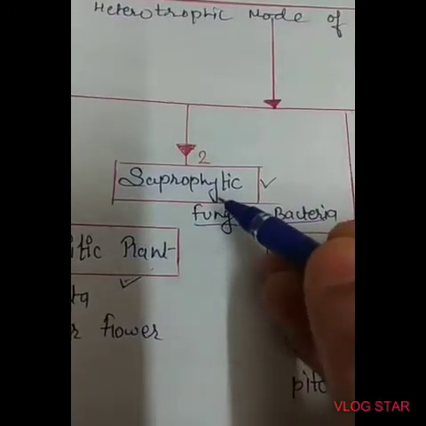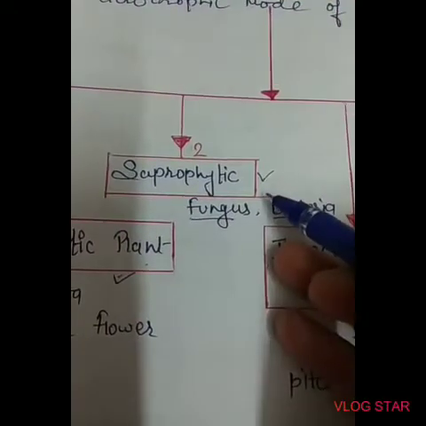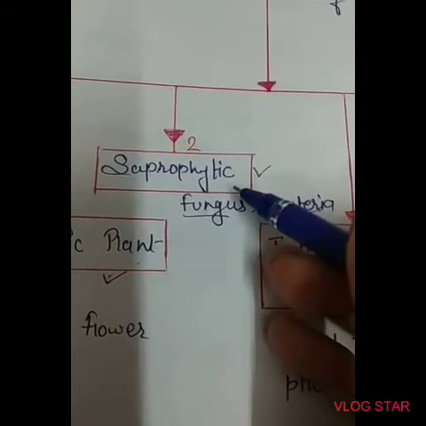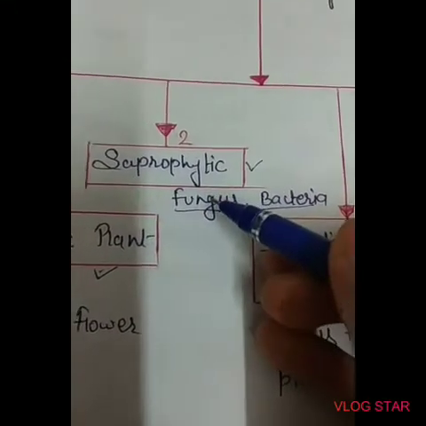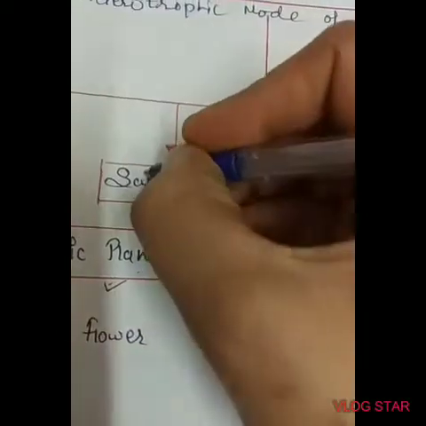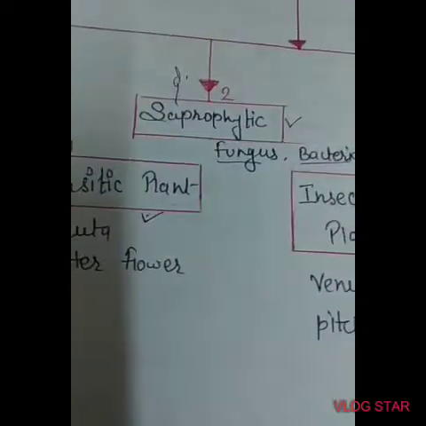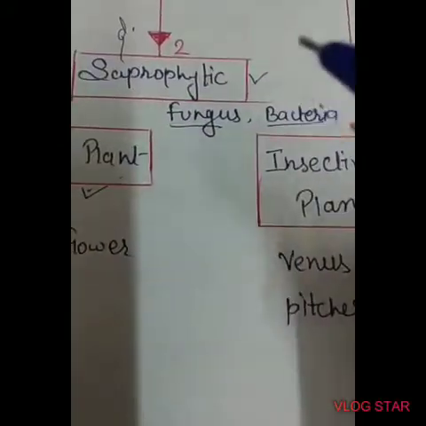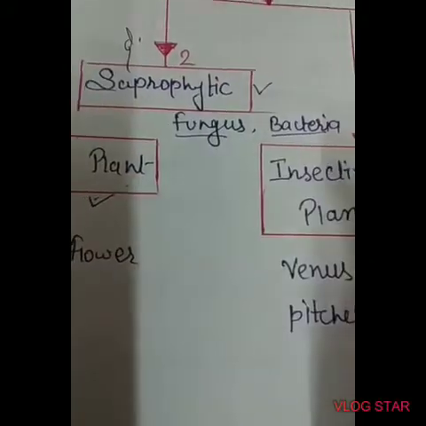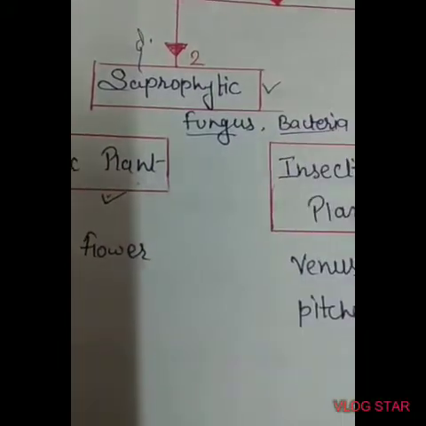Let's talk about the saprophytic mode of nutrition. It is a mode of nutrition in which plants obtain their food from dead and decaying matter. Sapro means dead and decaying matter. So, in this mode of nutrition, plants derive their food from dead and decaying matter. It's called the saprophytic mode of nutrition.